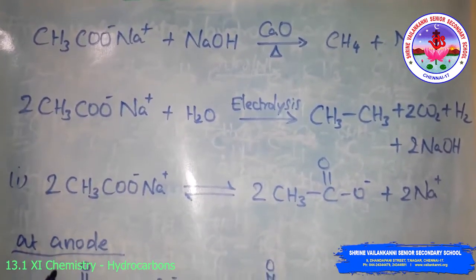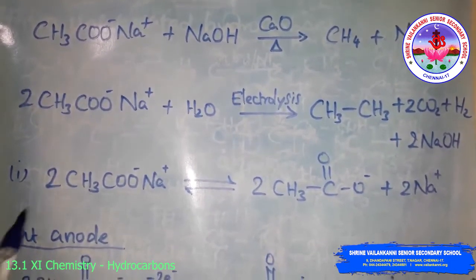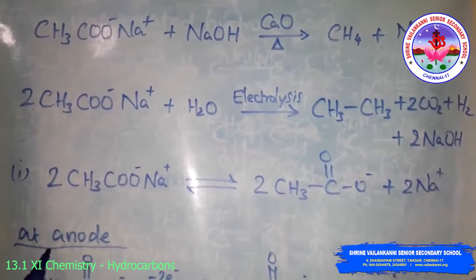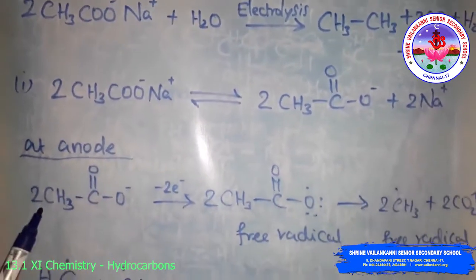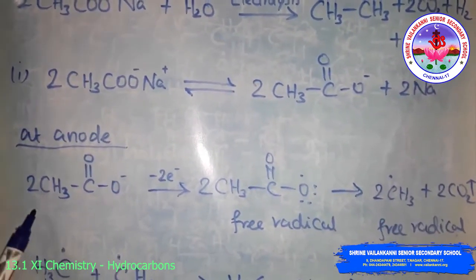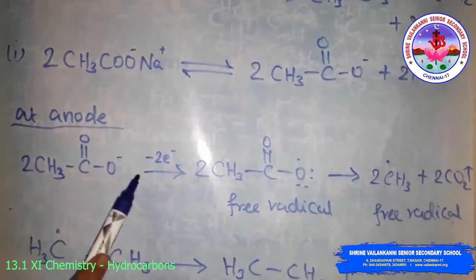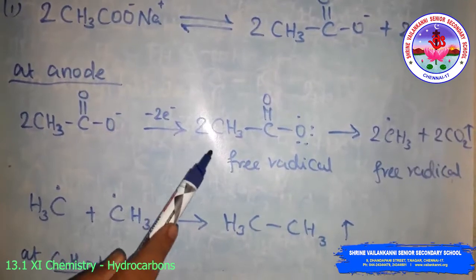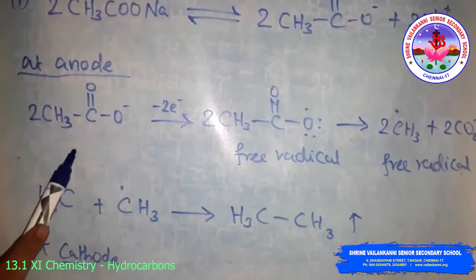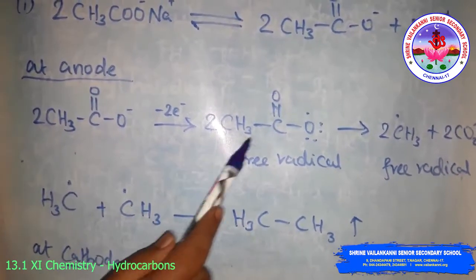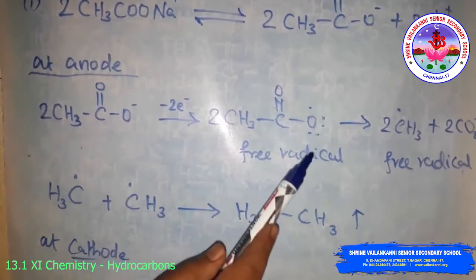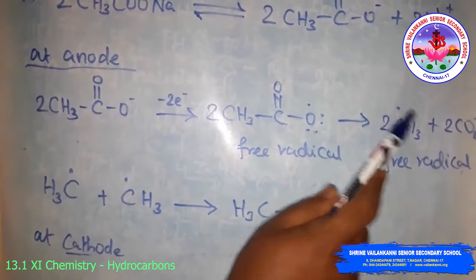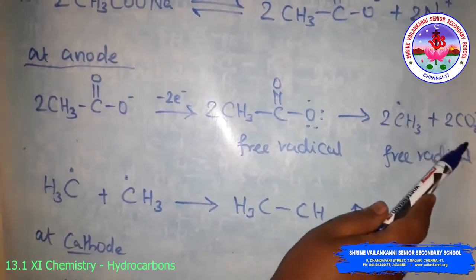Suppose you take the reaction in the following pathway, at anode and at cathode. First, at the anode, 2 CH3COO minus, losing 2 electrons, forms the acetate free radical, then you will get the methyl free radical and carbon dioxide.